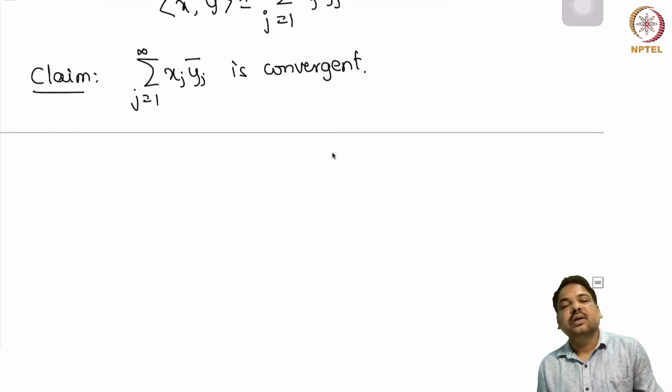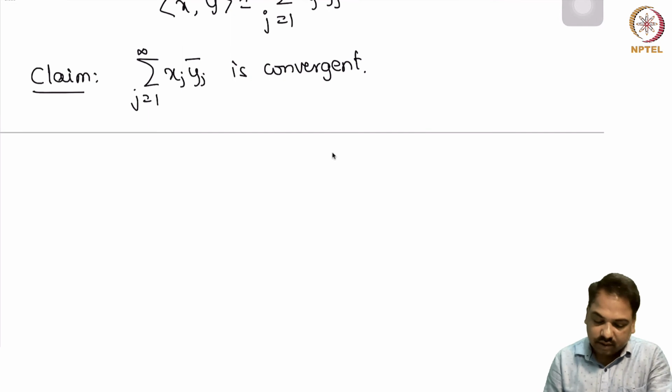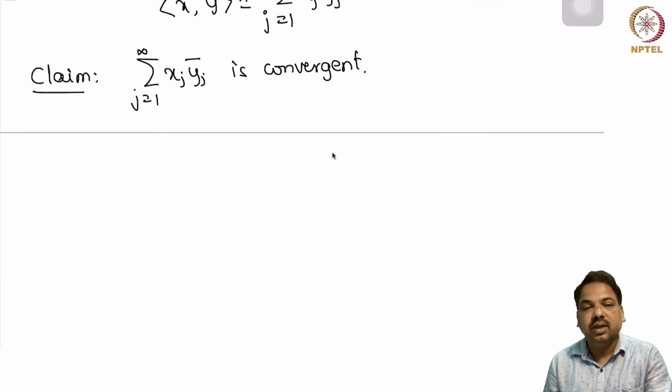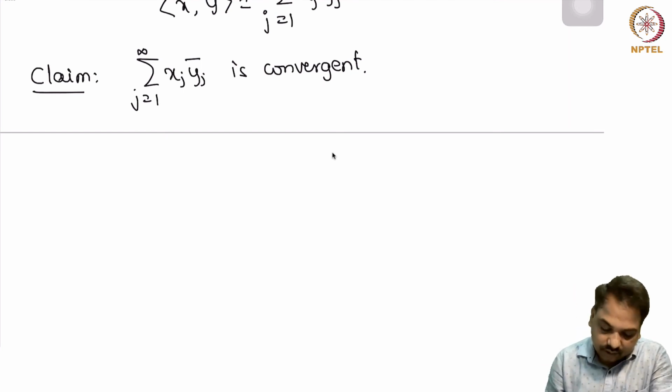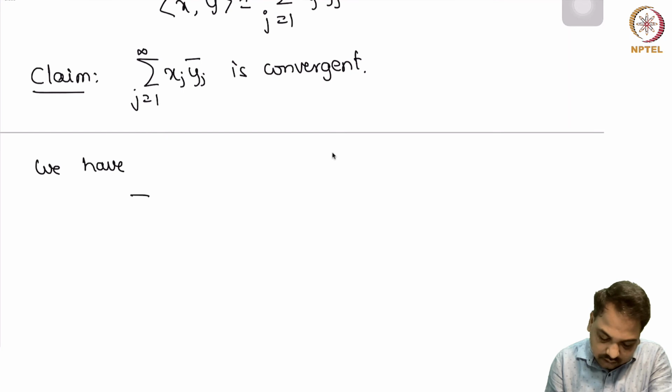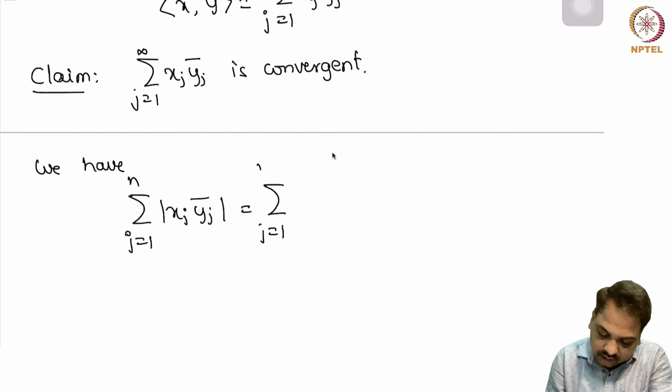To prove this result, we need the Cauchy-Schwarz-Bunyakovsky inequality. Instead of showing it is convergent, in fact we show more than that, that the series is absolutely convergent. To show the series is absolutely convergent, we have to look at the nth partial sums of summation j equal to 1 to infinity mod xj yj bar, and then show that that is convergent. So consider summation j equal to 1 to n mod xj yj bar. This is nothing but summation j equal to 1 to n mod xj mod yj.